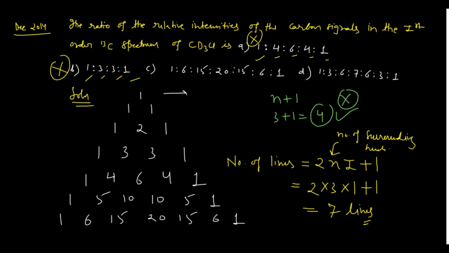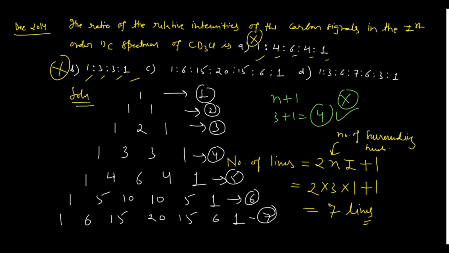Here the singlet is for 1 line, this is for 2 lines, this one is for 3 lines, this one is for 4 lines, this one is for 5 lines, this one is for 6 lines, and this one is for 7 lines. But please remember, in this case the splitting would be non-Pascal, while I have drawn Pascal's triangle, 1, 6, 15, 20, 15, 6, 1. This is according to Pascal, and Pascal splitting will not be followed in that case. So you can discard option C. Then option D is the correct answer. So this is how you can solve the problem.